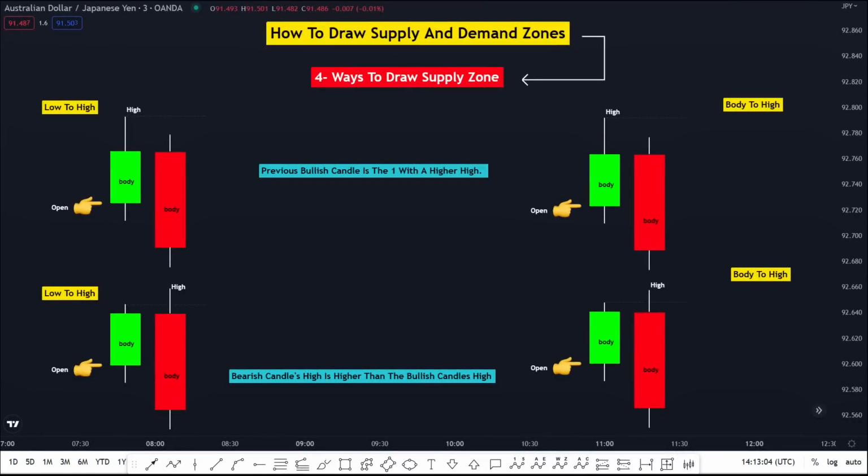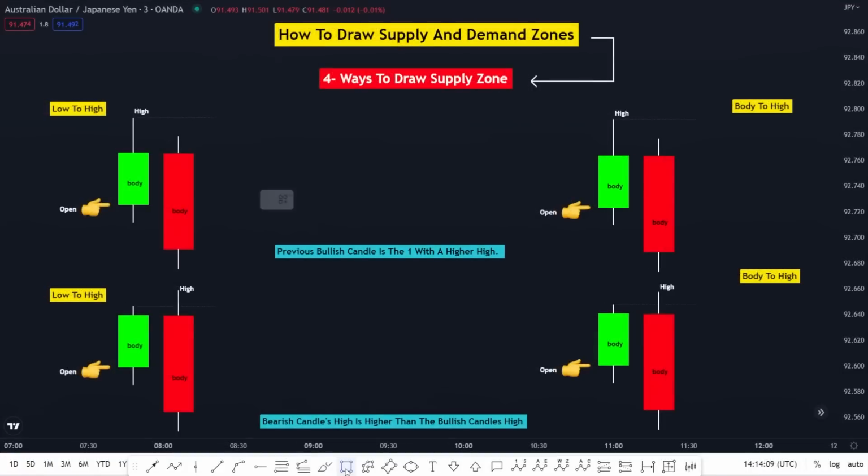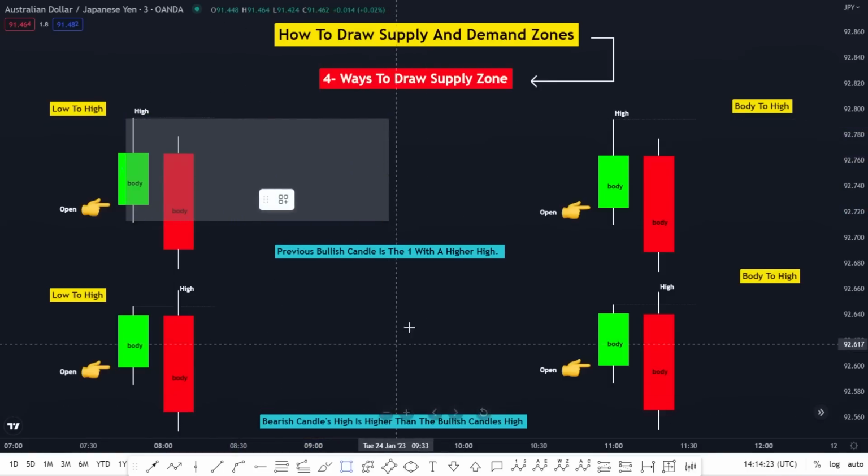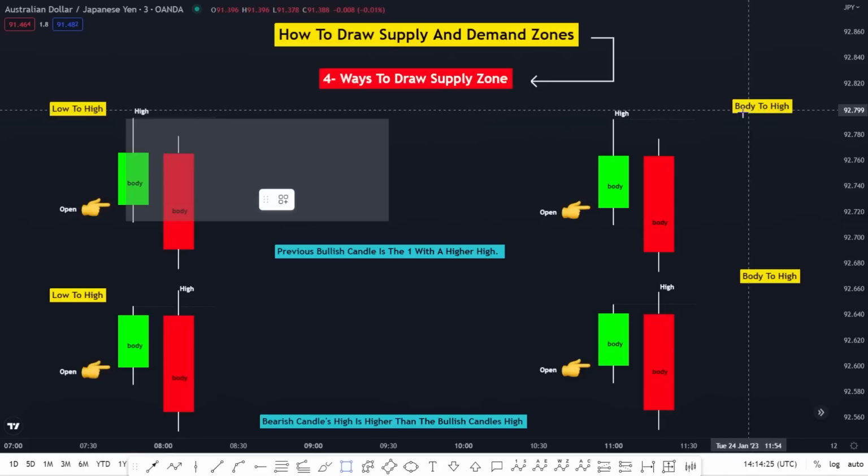The first and third ones are what we call low to high. Then on the second and fourth ones we will draw them from the body, or the open, to the high. Let's draw all supply zones in 4 different ways. On the first one we will draw from the low of the previous candle to the high. On the second one we can see it's body to high. We will start from the open of the bullish candlestick, then to the high.